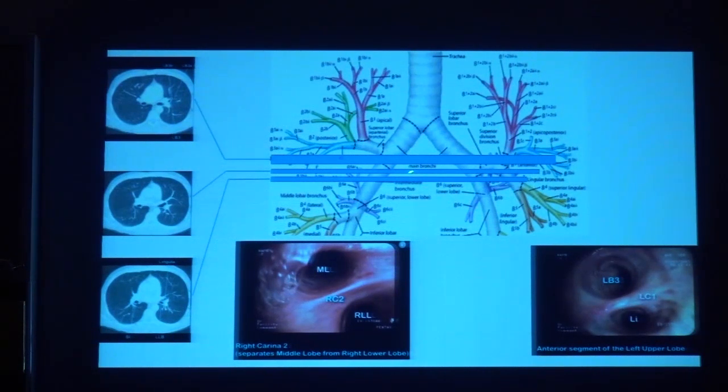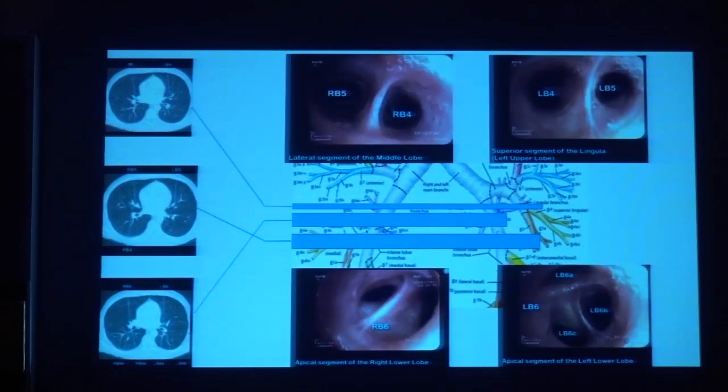Continue our cuts and continue further down. What I try to do here is present the relationship between the CAT scan and the bronchoscopy. Looking at the CAT scan, this is below the carina, and we can see our LB3, and we can see the lingula right here. Same imaging, moving on toward the right middle lobe on the right side and to the lingula.